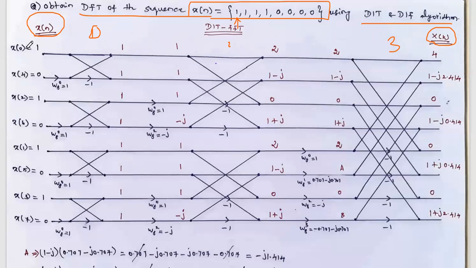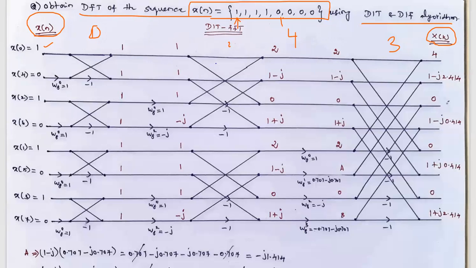So here the input we have to give in bit reversed order. The x of 0 value is 1. This is the first input. And x of 4, which one is x of 4? This is x of 0, x of 1, x of 2, x of 3, x of 4. This is the fourth one. So x of 4 value is 0. Similarly, x of 2 means this one: 0, 1, 2. So x of 2 is 1. And x of 6 is 0. X of 1 is 1. X of 5 is 0. Similarly, x of 3 is 1 and x of 7 is 0.